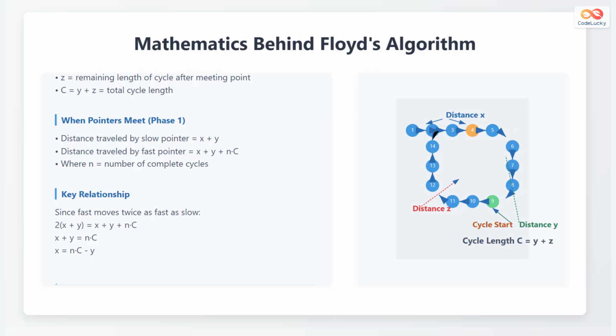Because the fast pointer moves twice as quickly as the slow pointer, we can derive that x equals n times c minus y, where n is the number of complete cycles the fast pointer has traversed. This equation proves that the distance from the head to the cycle start is equal to a certain number of cycle lengths minus the distance from the cycle start to the meeting point. Which explains why resetting the slow pointer to the head and moving both pointers at the same speed results in their meeting at the beginning of the cycle.